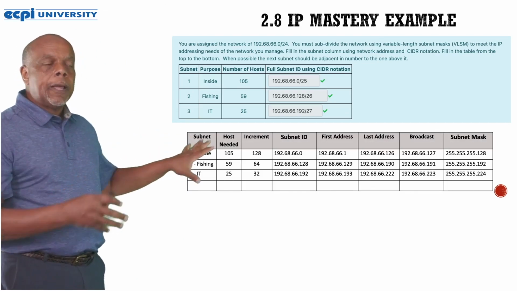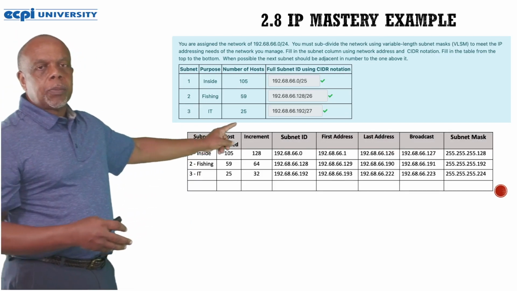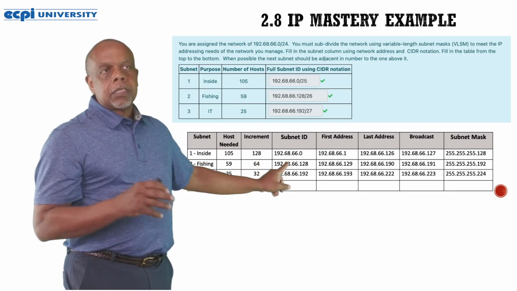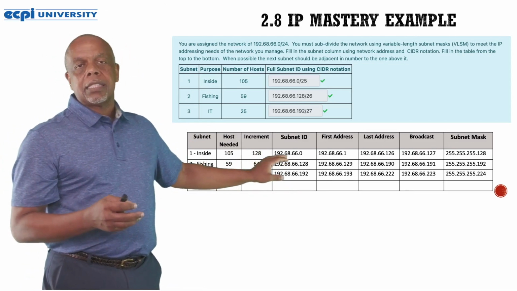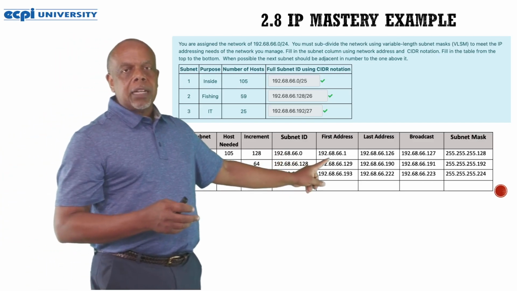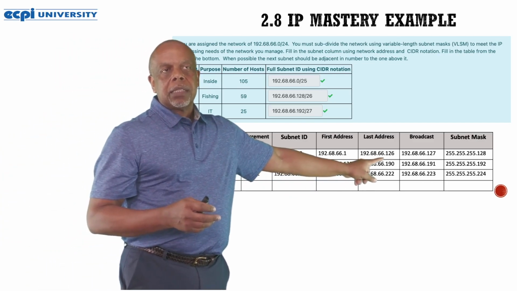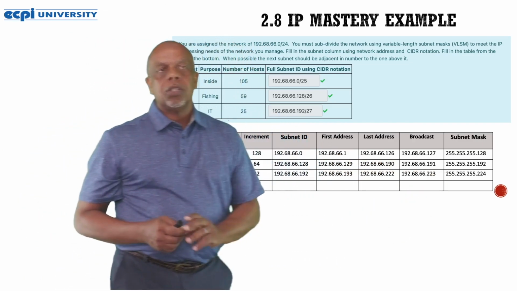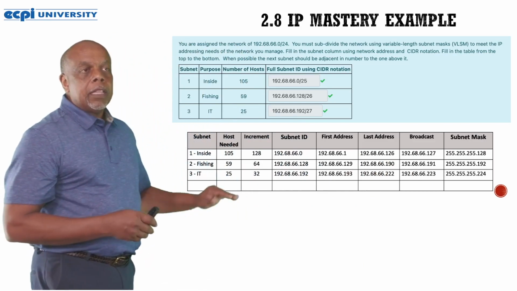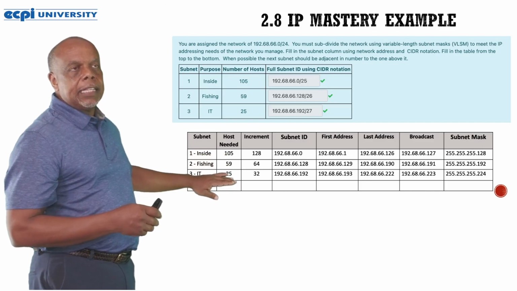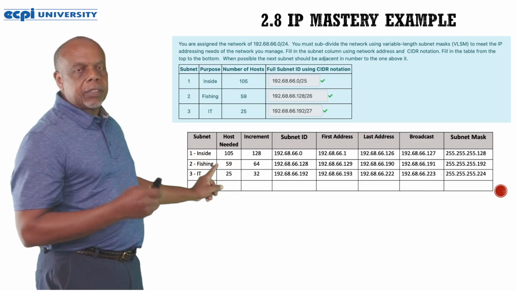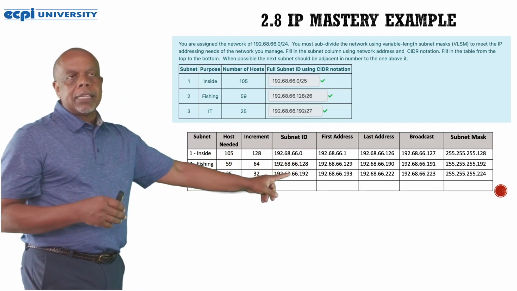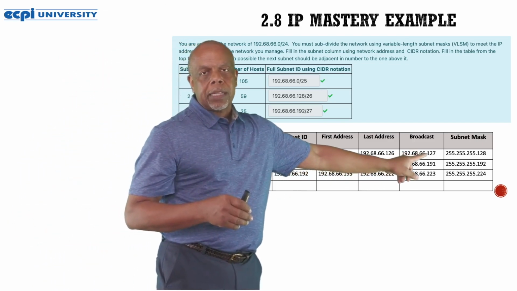The exact same way we did it before, right? So my first subnet, I need 105 hosts. I'm going to increment at 128, okay? So I start with my subnet ID of 192.68.66.0, first assignable .1, last assignable .126, broadcast is .127, and my subnet mask is 255.255.255.128. The second one, I need 59. So I have to increment at 64 to get 59. And I walk through the same thing. I start at 128 because the last IP address I used, the broadcast here, was 127.